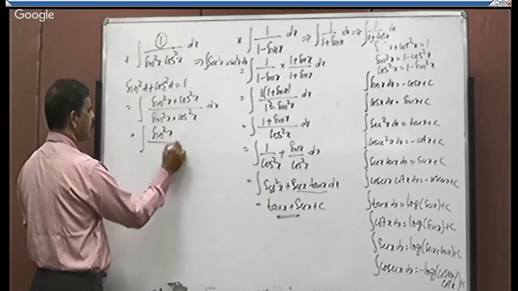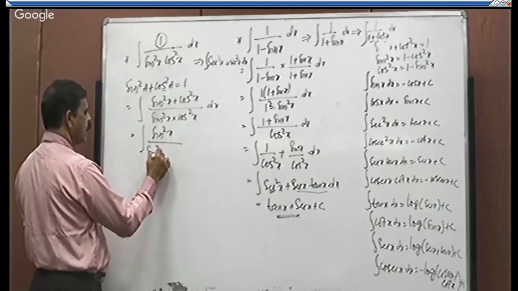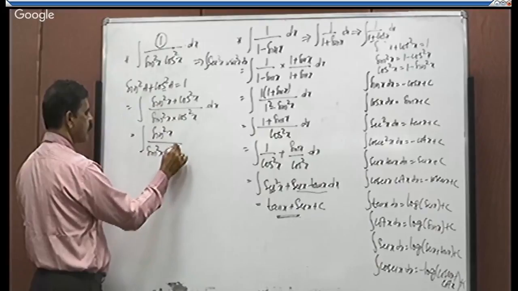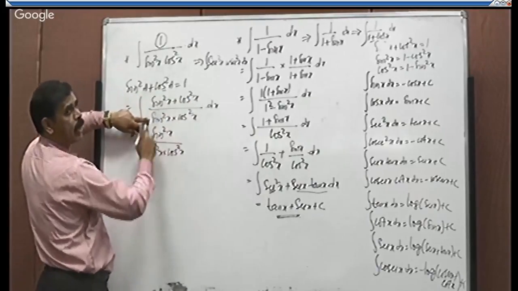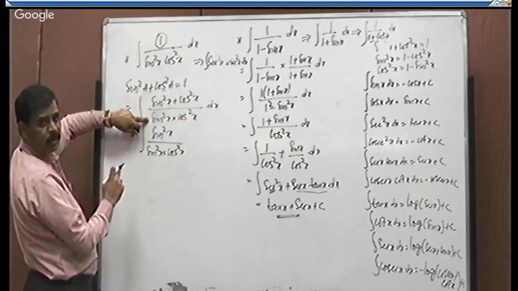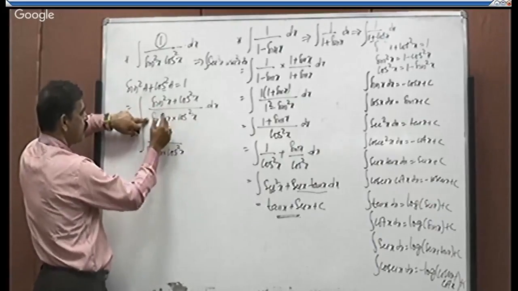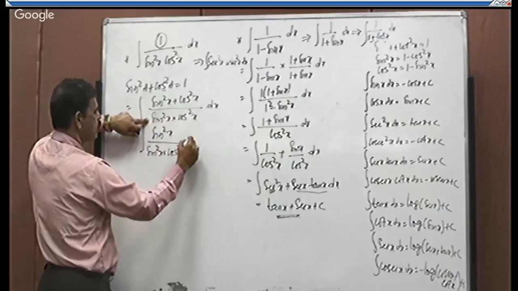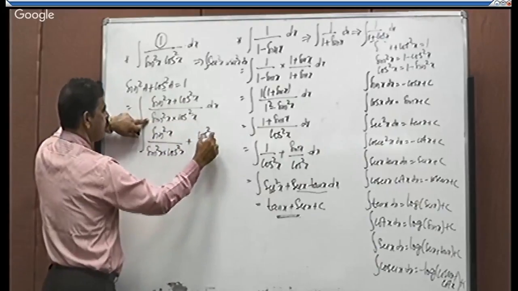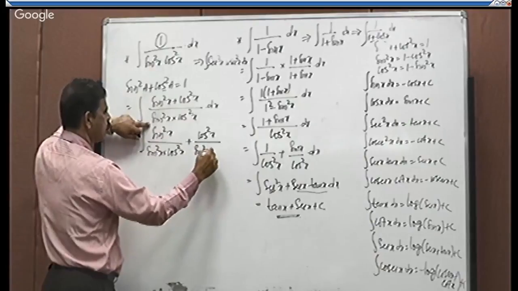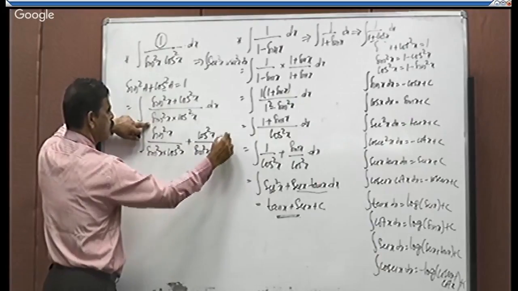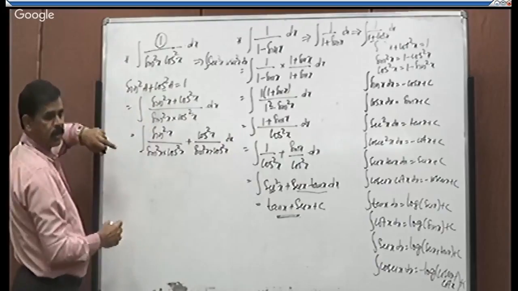Sine square x divided by sine square x into cos square x. Is it right? Each term of the numerator should be divided by the entire denominator. So according to that, sine square divided by the whole thing plus cos square x divided by the whole thing, that is sine square x into cos square x into dx.